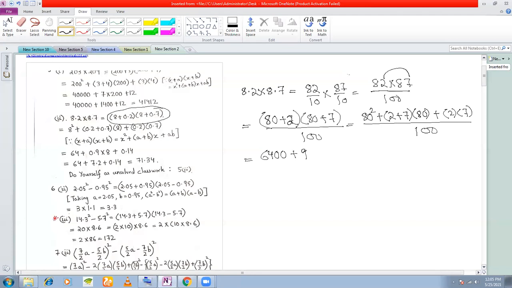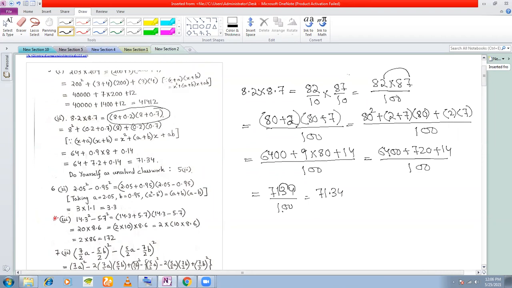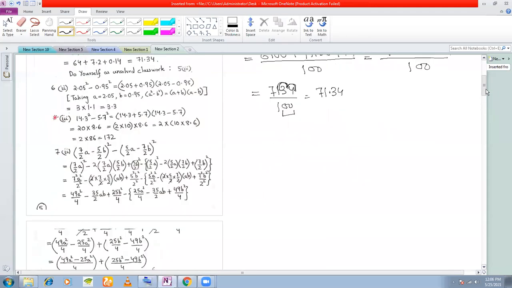Okay, so this is 64 plus 9 into 80 plus 14, divided by 100. So this will be 6400 plus 720 plus 14 divided by 100. If you add up the numerator, you will get 7134 divided by 100, which is, you shift two decimal places here, you get 71.34. Because of these two zeros, you have to shift the decimal two places to the left. Okay. Any question? No, sir.